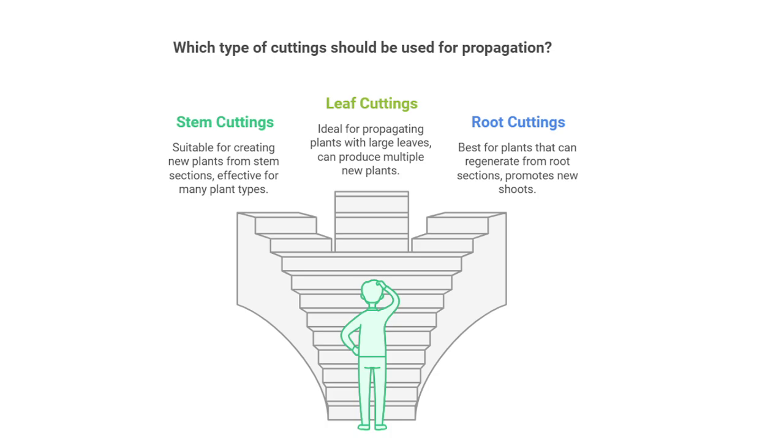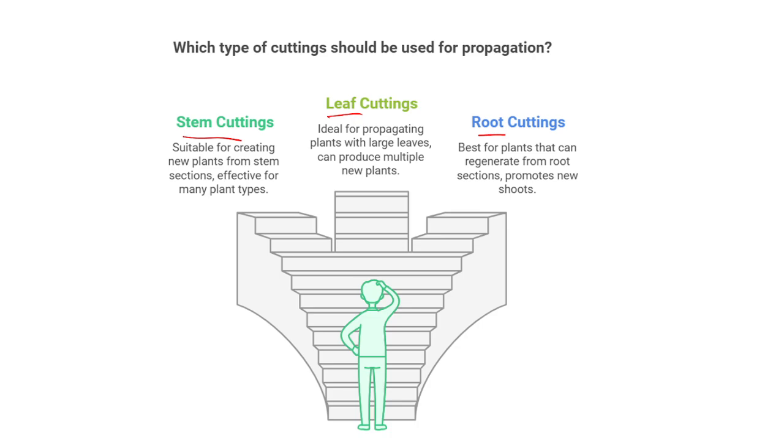And next slide, we discuss which type of cutting should be used for propagation. Mainly here we use three parts of a plant: stem, leaf, and root. These three parts of a plant are used in vegetative propagation.